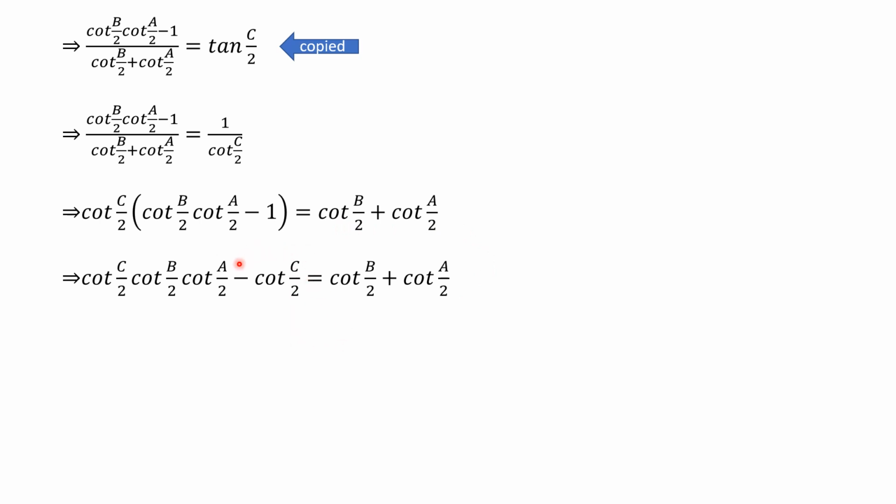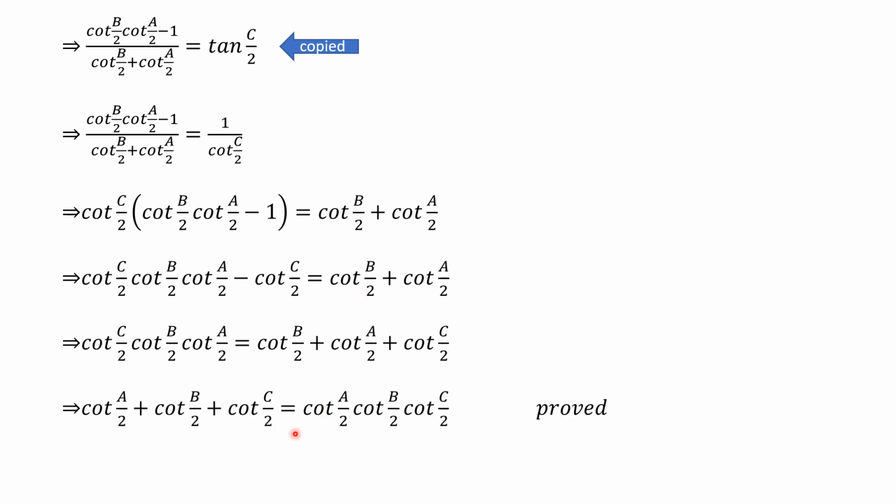Thereafter we will do some arrangement. We will take this minus cot C by 2 to the other side to get cot B by 2 plus cot A by 2 plus cot C by 2. I hope this is clear to you. So again we will switch their position. Means left hand side will be taken to right hand side and right hand side will be brought to left hand side. So that's it, which is our required answer, hence proved. I hope this is also clear to you.